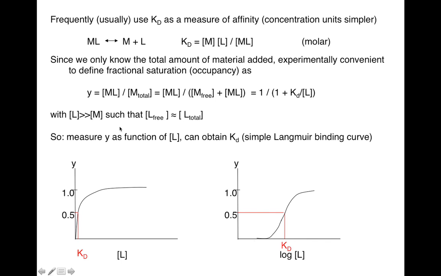Okay, so if we measure the fractional occupancy as a function of the ligand concentration, we can get a very simple KD from that, and that's what you often see. And the KD is going to be the concentration of ligand at which it's half saturated, and often it's plotted on a log scale. This is a very common way. It's often called a Langmuir binding curve, Langmuir binding isotherm, at a given temperature.